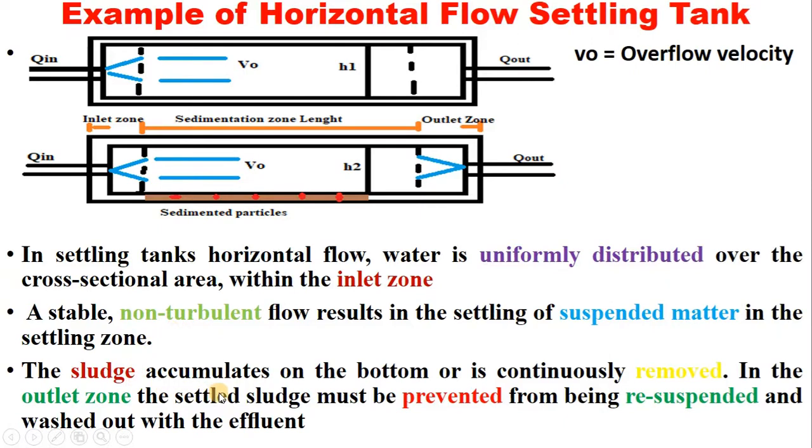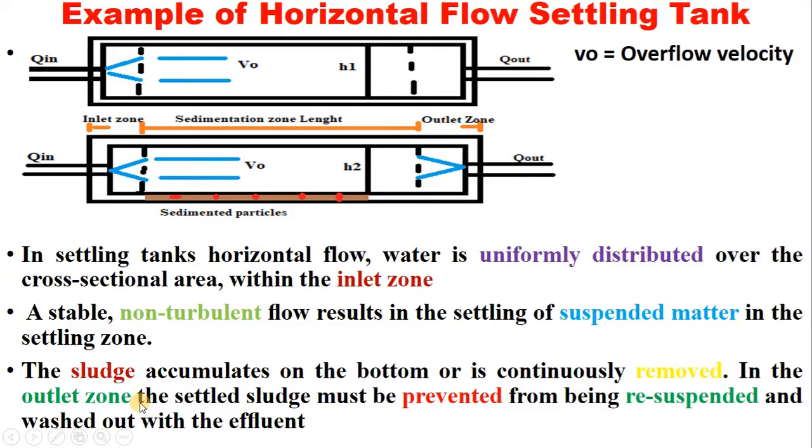The sludge accumulates on the bottom or is continuously removed. This is the sludge here. As the water moves undisturbed through this direction, the sludge accumulates on the bottom or is continuously removed. This is the sludge here. It accumulates within this path and it can easily be removed through this way.